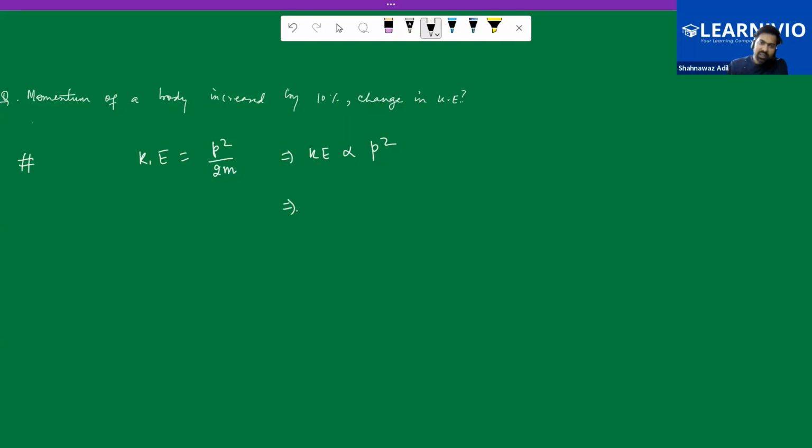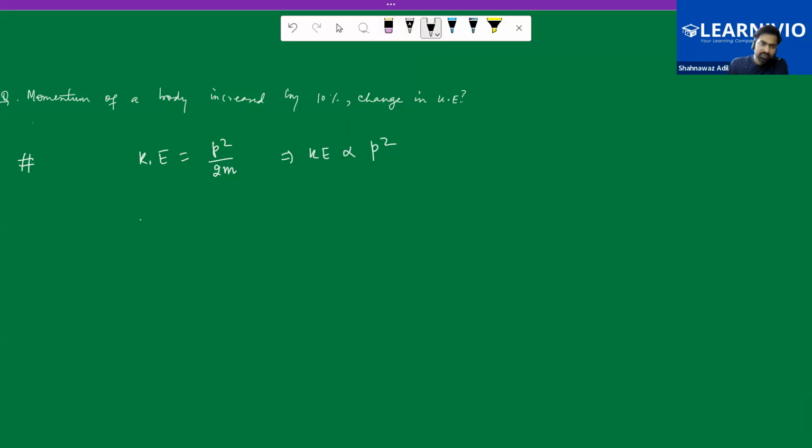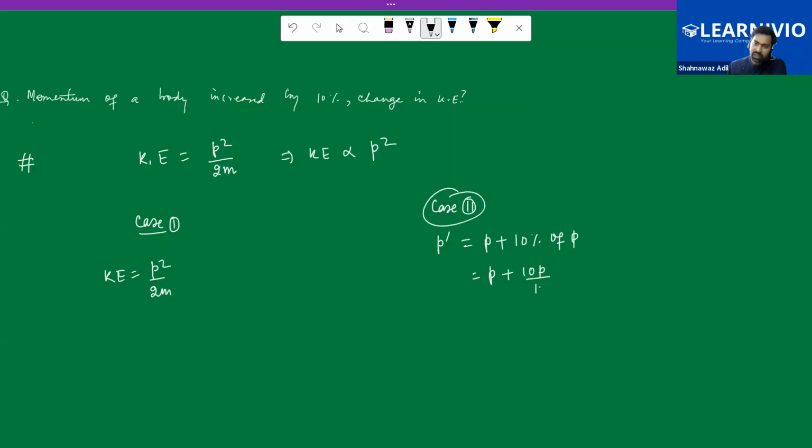So I can write two cases. In the first case, kinetic energy is p square by 2m. In the second, increased case, the momentum p prime has been increased by 10%. So this is p plus 10% of p, which is p plus 10p by 100. So this is 10p plus 1p, that is 11p by 10, or 1.1p. This is the new p.